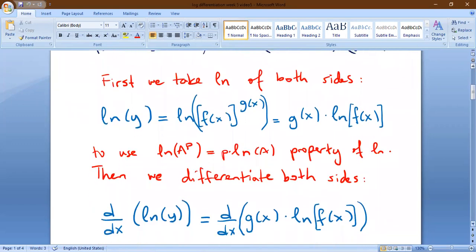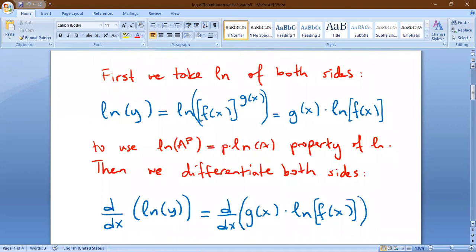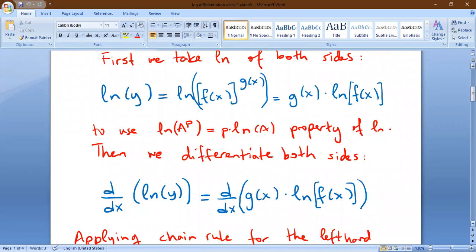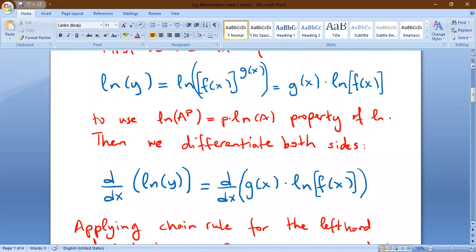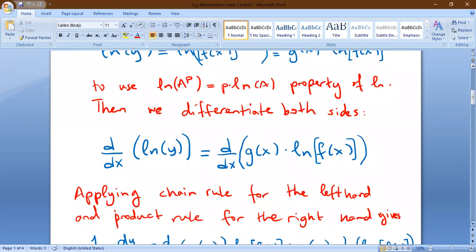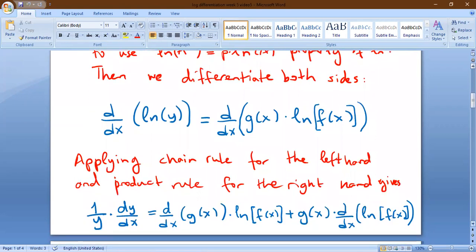So then this ln of f to the g will be equal to g times ln of f, and then we differentiate both sides with respect to x. For the left-hand side, we will have a chain rule for the derivative of ln of y. For the right-hand side, we have a product of two functions, so we apply the product rule. And then we get 1 over y times y prime equals g prime times ln f plus g times the derivative of ln of f.